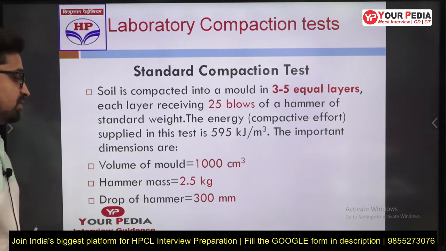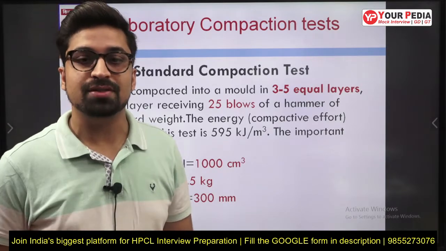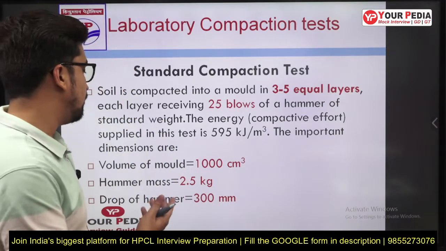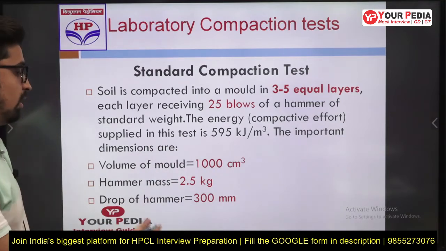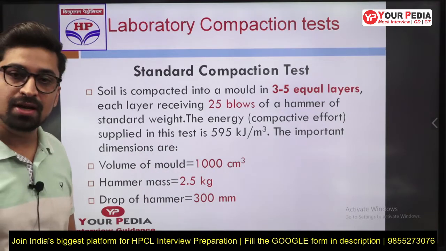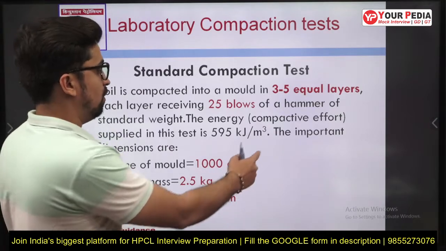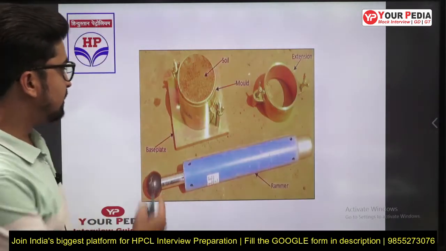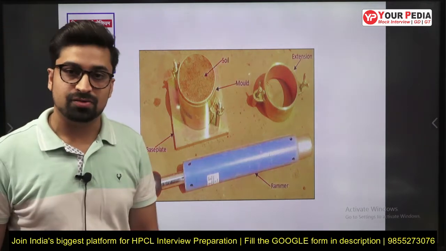The important dimensions involved in the Proctor test are: we take the mold with a volume of 1000 centimeter cube and a hammer of mass 2.5 kg, and the drop of the hammer is 300 mm. These are the tools which are used in the standard Proctor test.